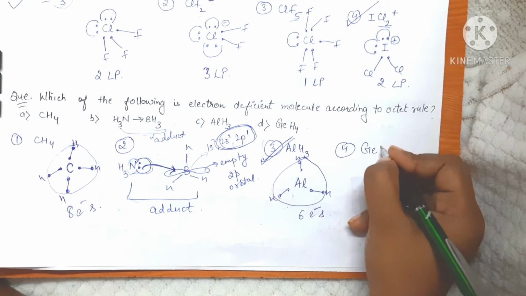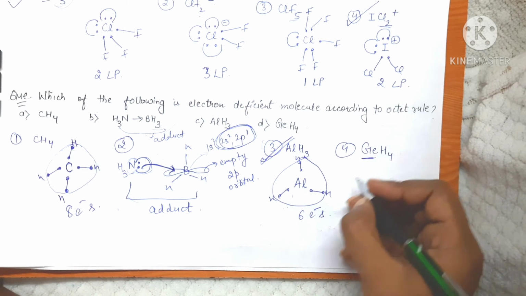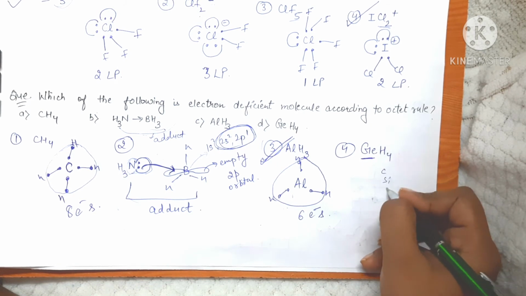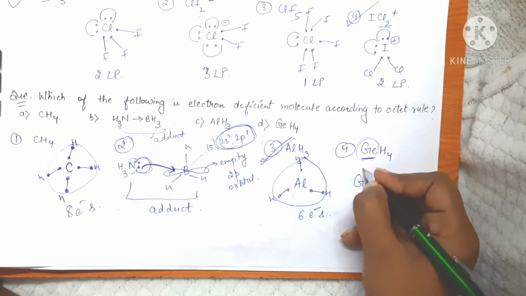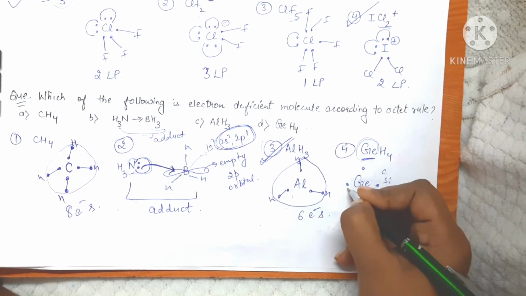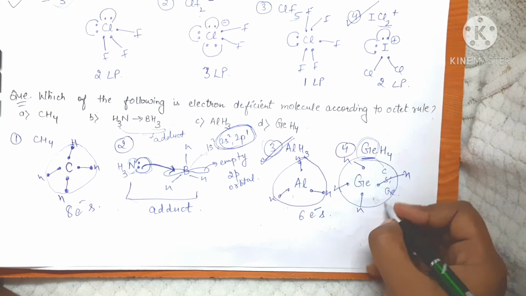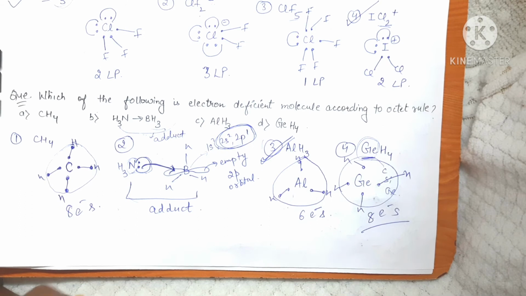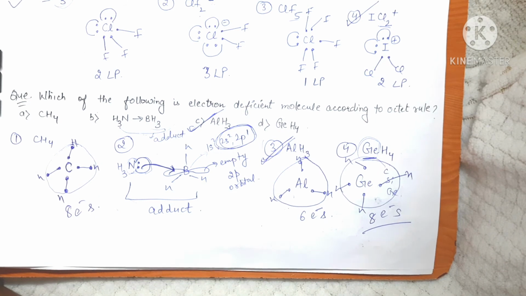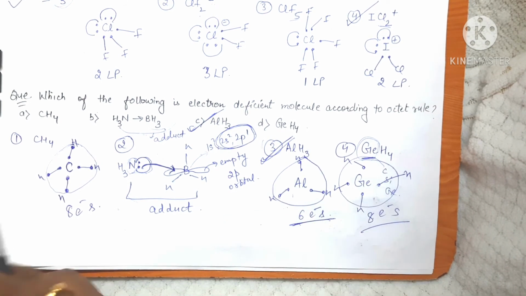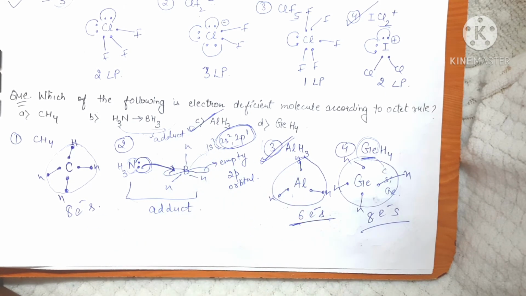The fourth molecule is GeH4. This germanium belongs to the carbon family, right? Carbon, silicon, germanium. So just like carbon, this is also going to have 4 electrons in the valence shell, so it is also going to have a total of 8 electrons. So it is also not an electron deficient species. So definitely the answer is going to be option C, AlH3, which is having 6 electrons. So according to the octet rule, AlH3 is the electron deficient species, right?